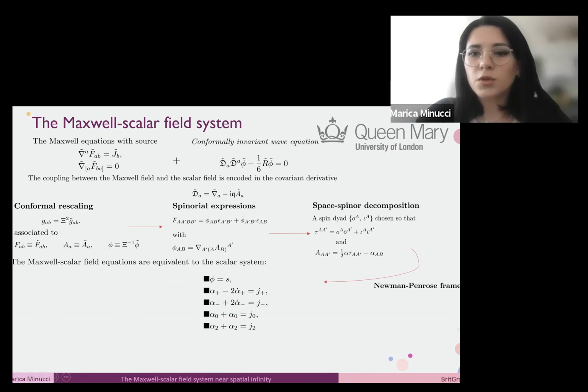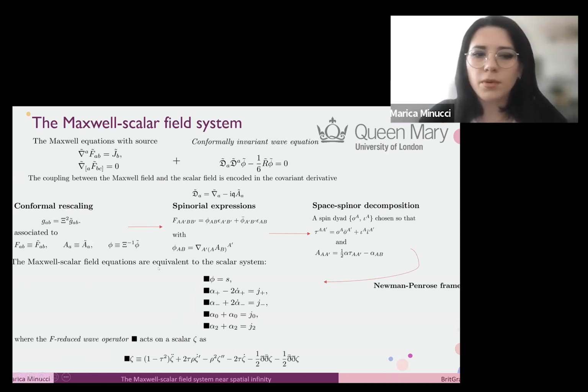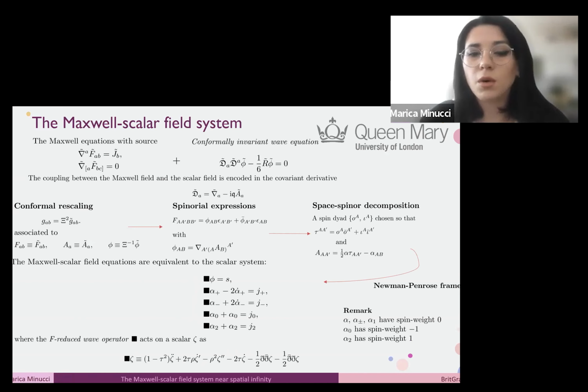In the end, what we do is to have a frame formulation of all these equations with this Newman-Penrose frame, which is a frame adapted to the cylinder. And so our set of equations reduces to the following, where the black box operator is the F-reduced wave operator in Maxwell-scalar as follows. The set of equations is then studied in its decoupled and coupled version. In particular, I would like to point out that all the quantities here are spin-weighted quantities.